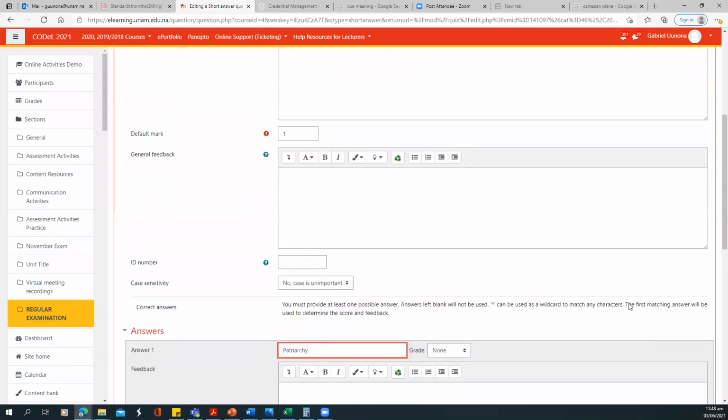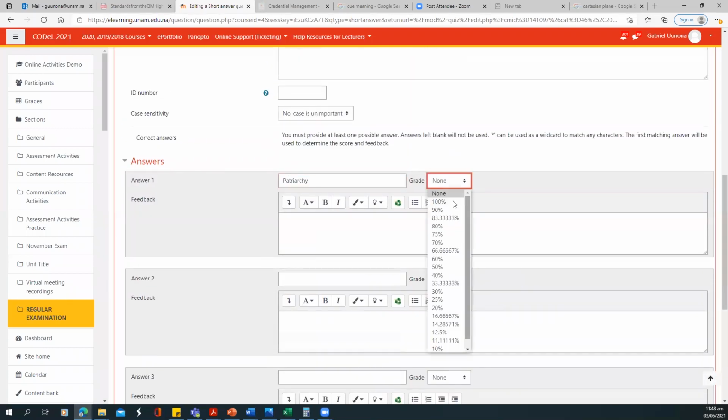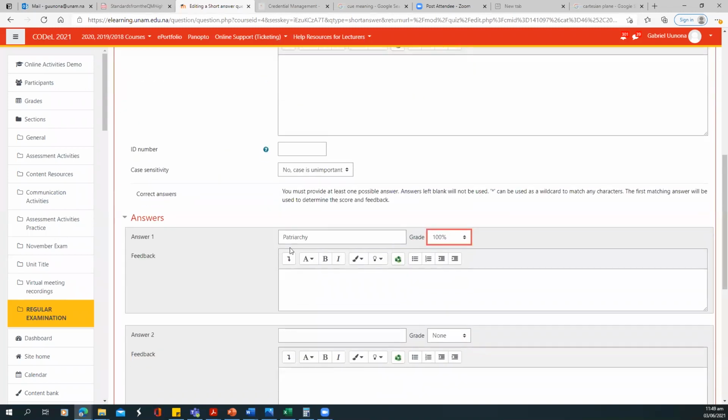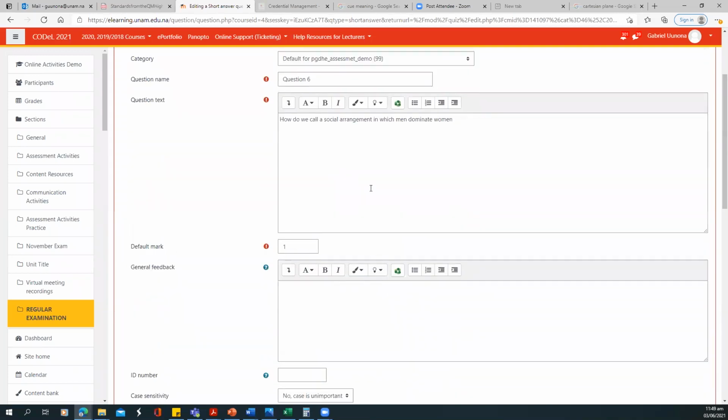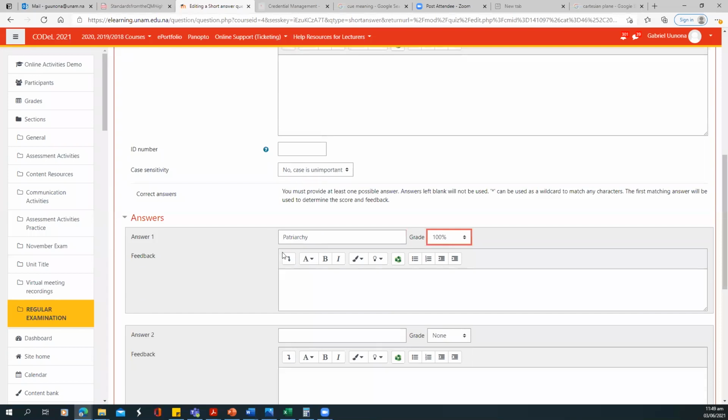But I just want us to take note, if it's a one word like this, and you indicate case is not important, then it's fine. You just indicate 100% here to say this is the answer. And this is the simplest. If the answer is just one word, it's quite simple. You use the short answer question type, and you just indicate whether it's case sensitive or not, and that's it.